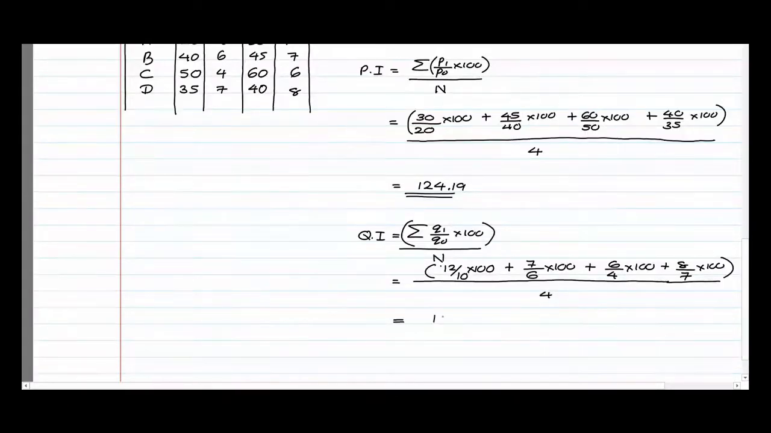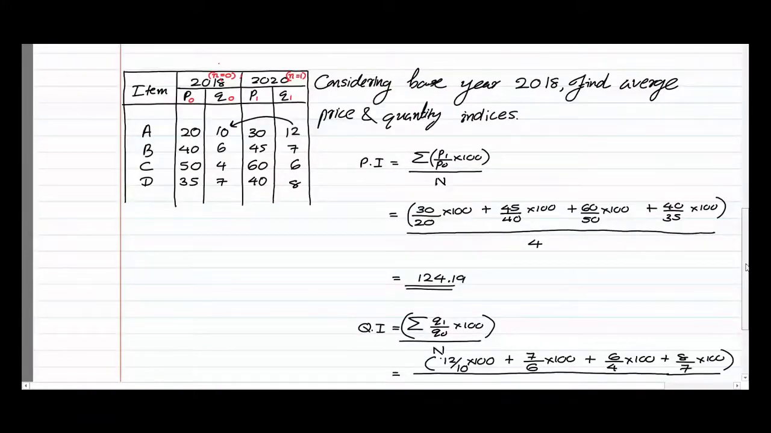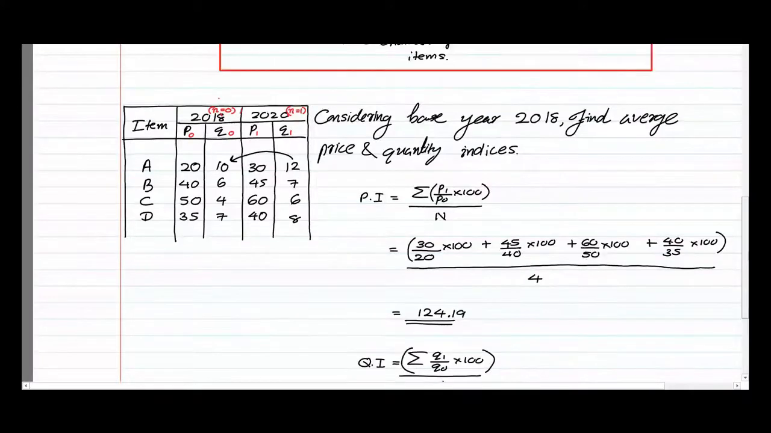So that's all about the quantity and price indexes when you take the average. The name has the meaning, right? Average means we take the indices one by one and take the average by dividing by the number of items.